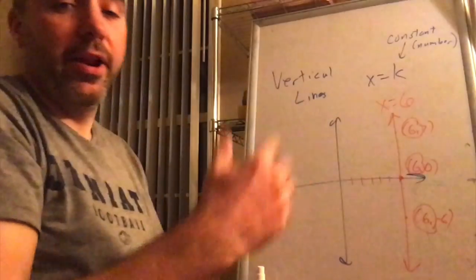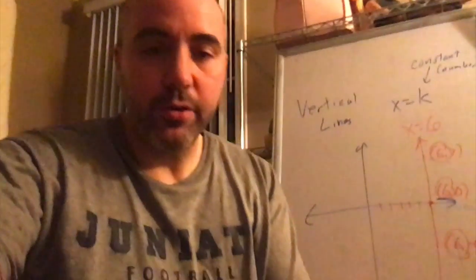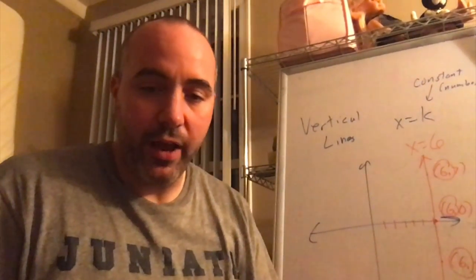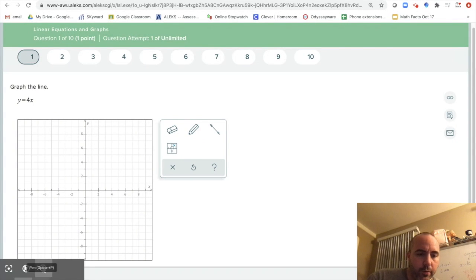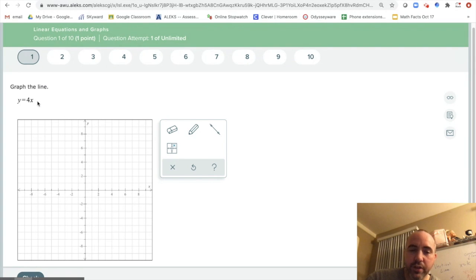All right, so now I'm going to get to the screen recording session to show you the types of problems that you're going to have in ALEKS. So first question I'm looking at is y equals 4x. And we've been looking at y equals mx plus b. And you might be wondering, well, this isn't anything like that. But if you think about it, this is really y equals 4x plus 0.